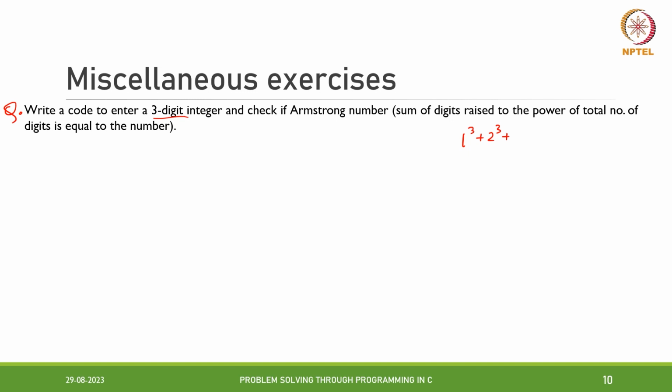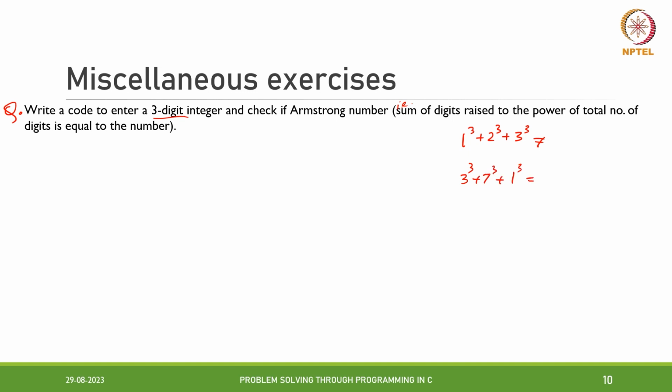If such a question is asked in the exam, then they will actually write what exactly you need to do. Like here it is written, the sum of digits raised to the power of total number of digits is equal to the number. They will give examples also. Sir, 123 is not the Armstrong number. Yeah, 123 is not. 153. 371. 371. Okay, 153.